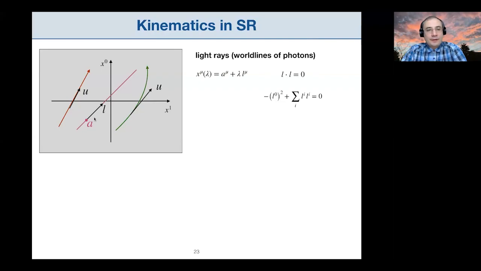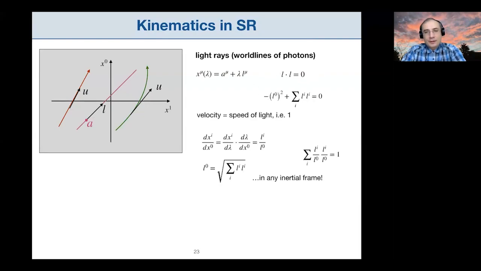In that case, we fix a point through which our photon passes, let's say point A. We fix a vector L, which is null. By that, I mean that its product with itself is equal to zero, L times L equal to zero. This immediately translates to this condition over here. It's fairly easy to check that in that case, indeed, the velocity, the standard velocity defined as the derivative of position with respect to the coordinate time, is simply L^i over L^0.